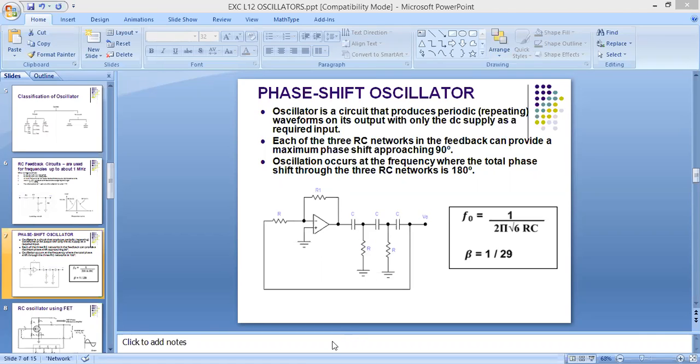Suchita, are you listening? Yes, ma'am. Yes, answer the question. Is this a lead network or a lag network?